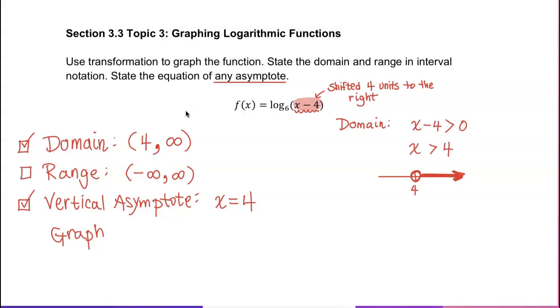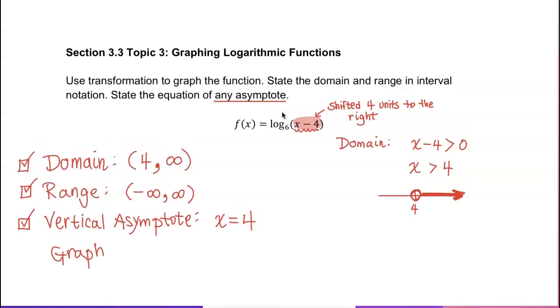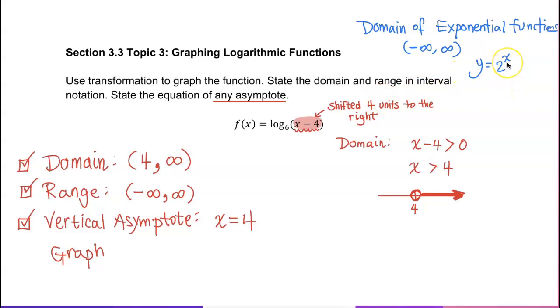Why? Well, remember, logs are inverses of exponential functions, right? So in section 3.2, we talked about the domain of exponential functions, any exponential functions. And they are all real numbers because, here's an example, y equals 2 to the x power. There's no restriction on what kind of number can be in the exponent. We can put any number in the exponent and evaluate the power. So the domain of an exponential function is all real numbers.